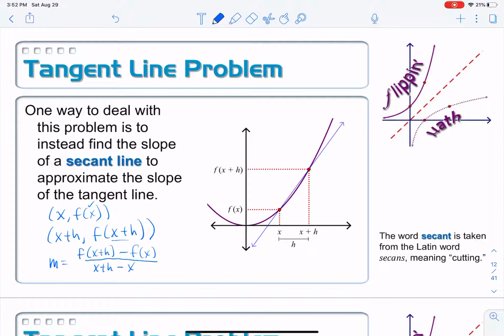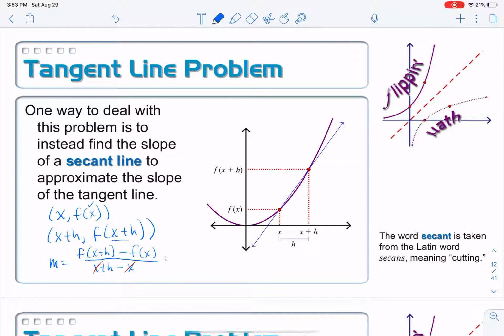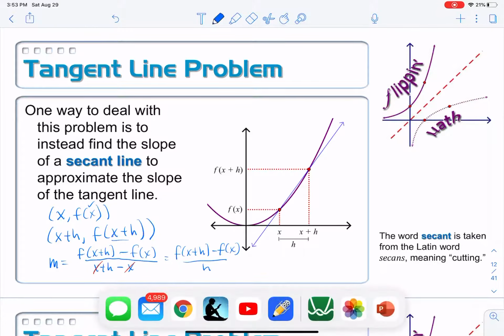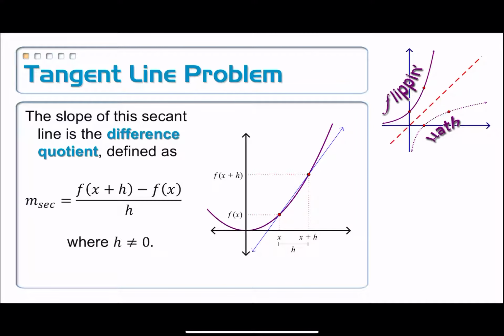And I try to simplify it. There's not much that can simplify other than the fact that these x's down here at the bottom can cancel out. And when we do, we get (f(x + h) minus f(x)) over h. Does that look familiar to you? Hopefully it does, because it is something from pre-calculus, which is called a difference quotient.